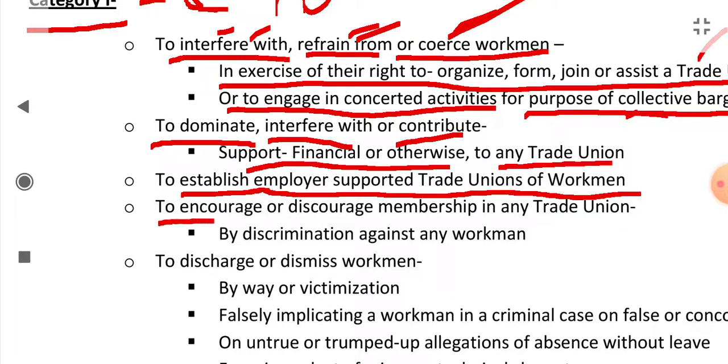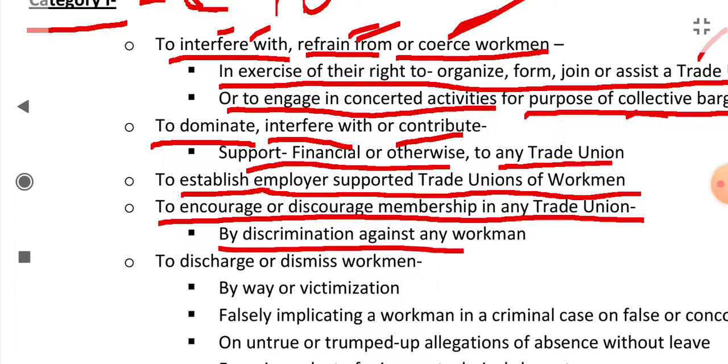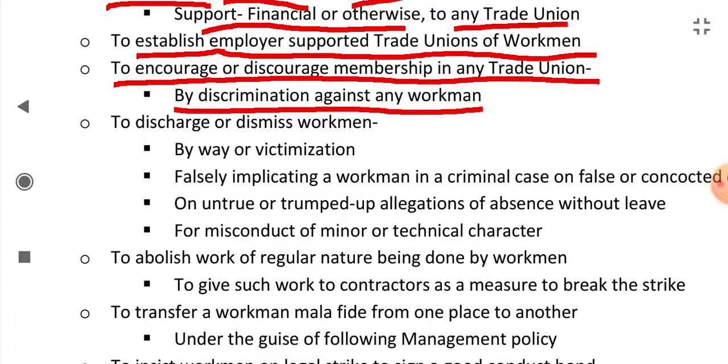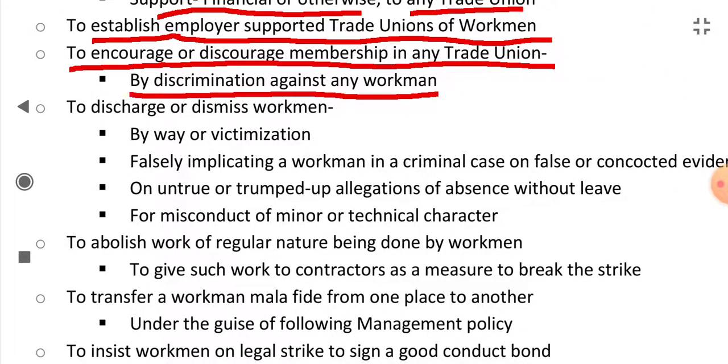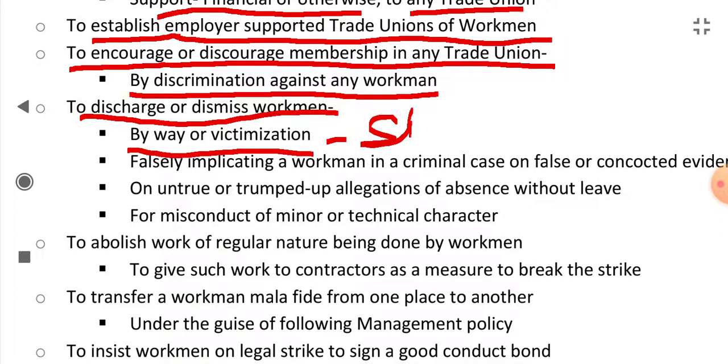Or to encourage or discourage membership in any trade union by discrimination against workmen. If an employer encourages or discourages membership in any trade union by discriminating against any workmen, it is also an unfair labor practice. To discharge or dismiss workmen by way of victimization means singling out and oppressing. To single out one person, any person, and then oppress him.